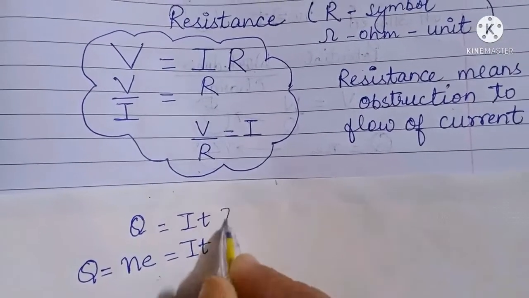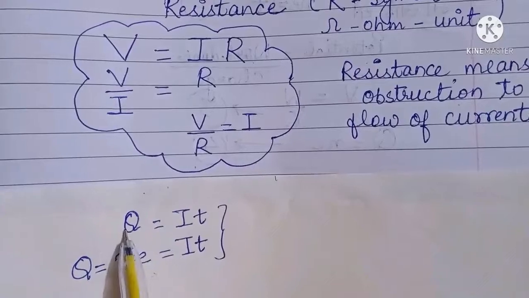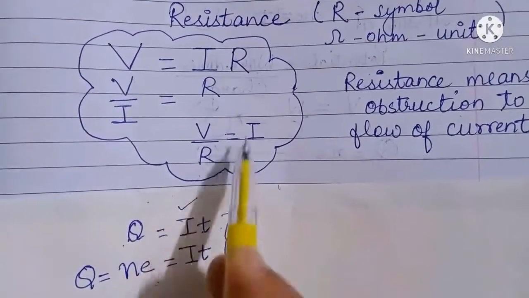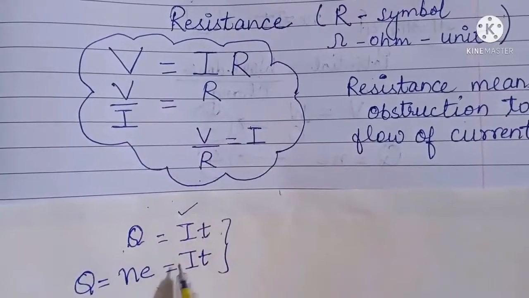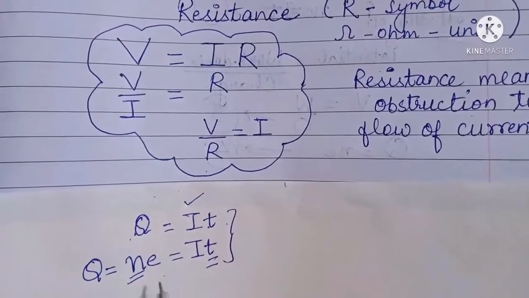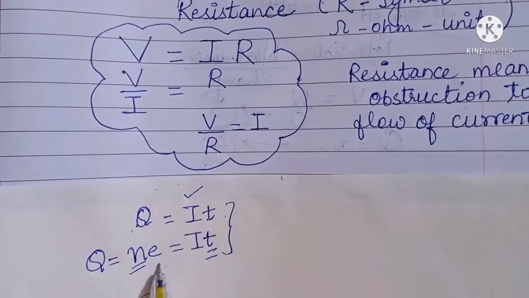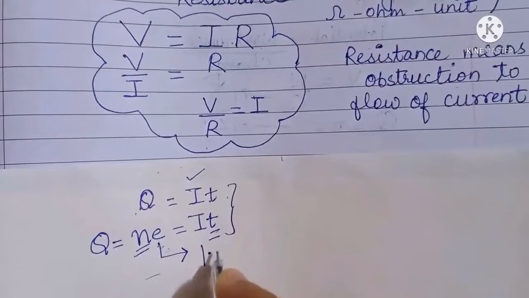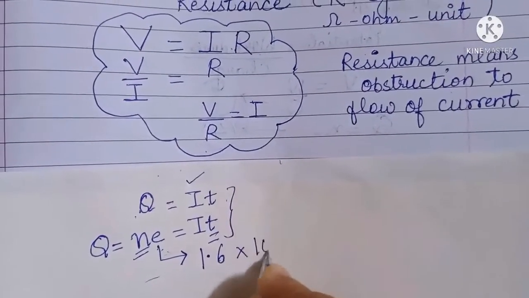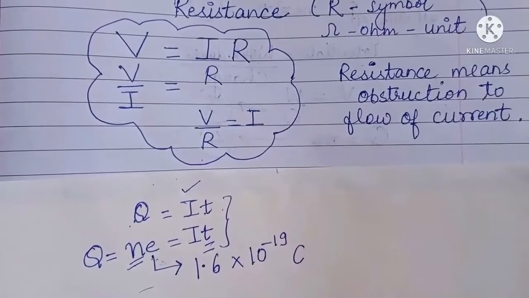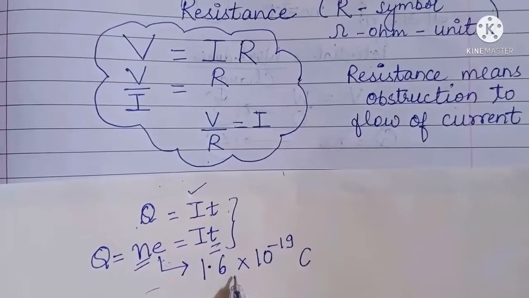If you are given the charge and time, relating these two, we can find out the value of I and then use Ohm's law. If you are given the number of electrons passing in a given time interval, then you will be using Q equals N into E. What was the value of E if you remember? It was 1.6 into 10 raised to power minus 19 coulombs. So this is the charge on one electron.